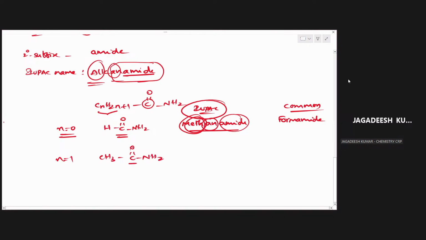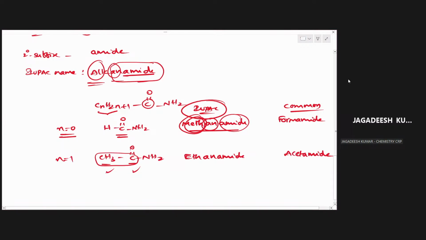Here, these two carbons are continuously combined. So this is the continuous carbon chain. So two carbons are there. Two carbons means the root word is eth. So ethanamide. For this also one common name is there: acetamide. Acetamide is the common name, but ethanamide is the IUPAC name. So like this here we can write so many examples.